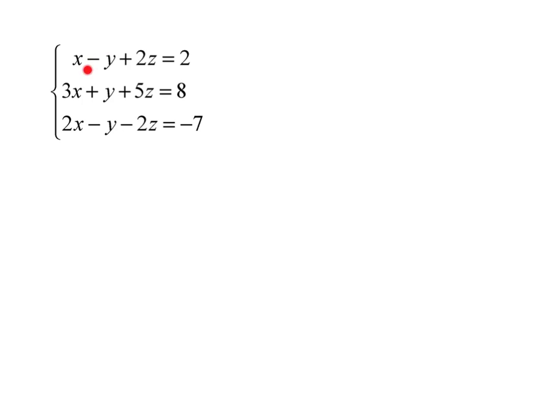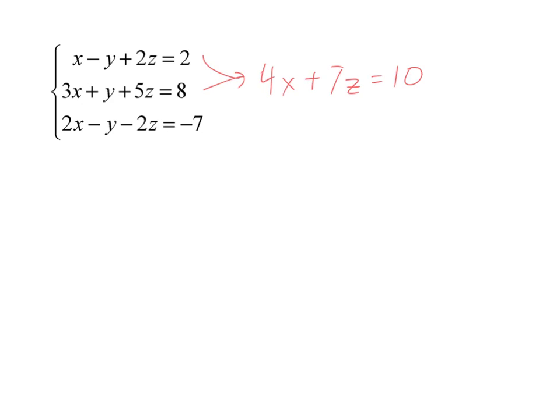Now, if you notice, this y and this y are already opposites of each other, so I can actually just add these two equations and y will be eliminated. So I'm just going to add these together, and I end up getting 4x, and then negative y plus y is gone, plus 5, 6, 7, so 7z equals 10. So now if you notice, I no longer have a y in this equation.